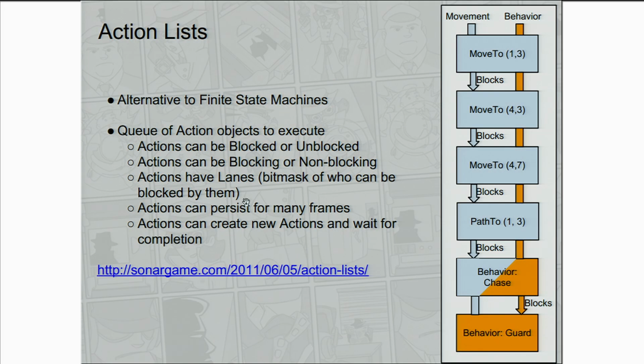But finite state machines are really inflexible. If you've ever used one, you know that in order to customize it, you have to basically make a whole new version of the state machine. You figure out all the different possible transitions. It's a lot of work, and customizing it's really difficult. The action list is a lot more flexible.